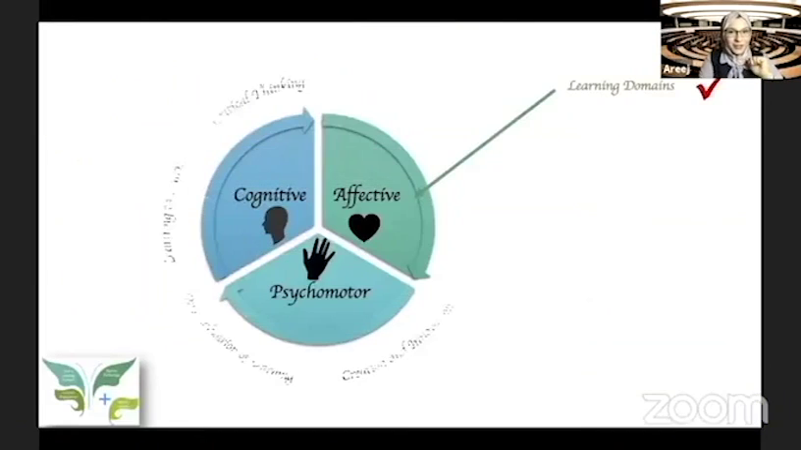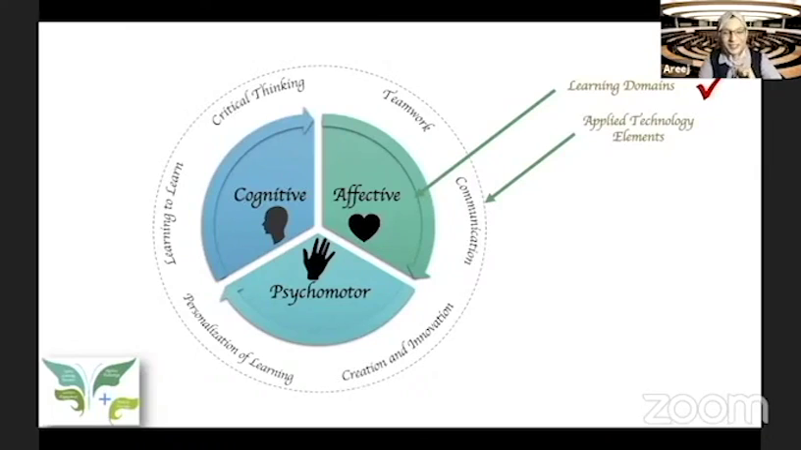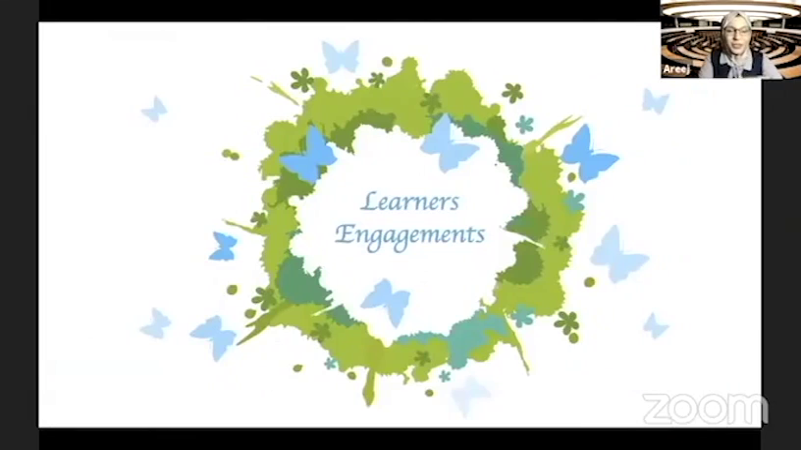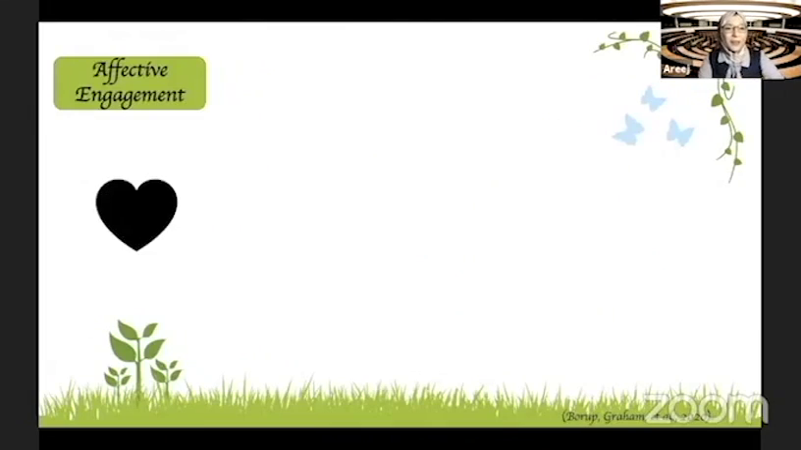So here we are done with the second circle, which is the applied technology elements. And I believe that the learning domains, or the active learning domains, are the way we choose or create our syllabus, and the applied technology elements are how we use instructional activities to develop those skills for students. And now we are going to focus on the third circle, which is the learner engagements. The learner engagements, as I told you, are three: the affective, the cognitive, and the behavioral engagement.